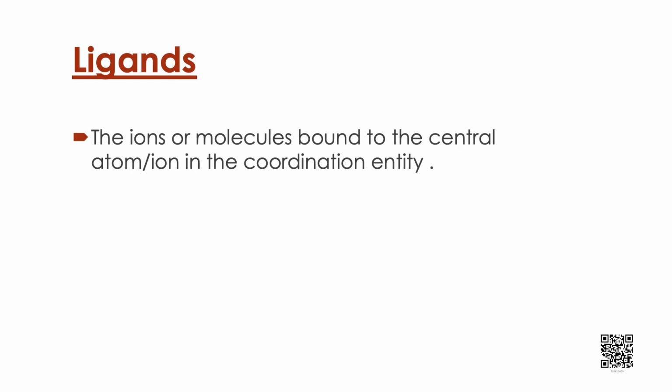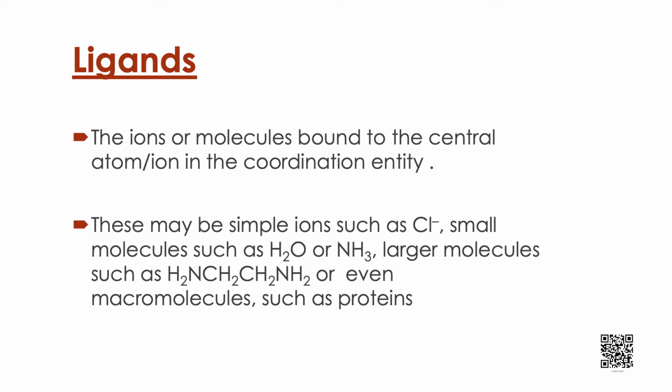The ions or molecules bound to the central atom or ion in the coordination entity are called ligands. They may be simple ions such as chloride ion, small molecules such as water and ammonia, larger molecules such as ethylene diamine, or even macromolecules such as proteins.